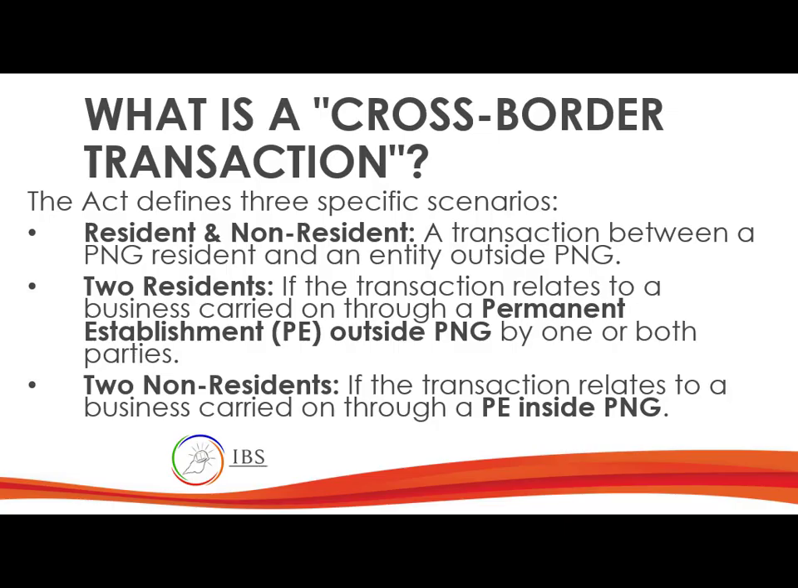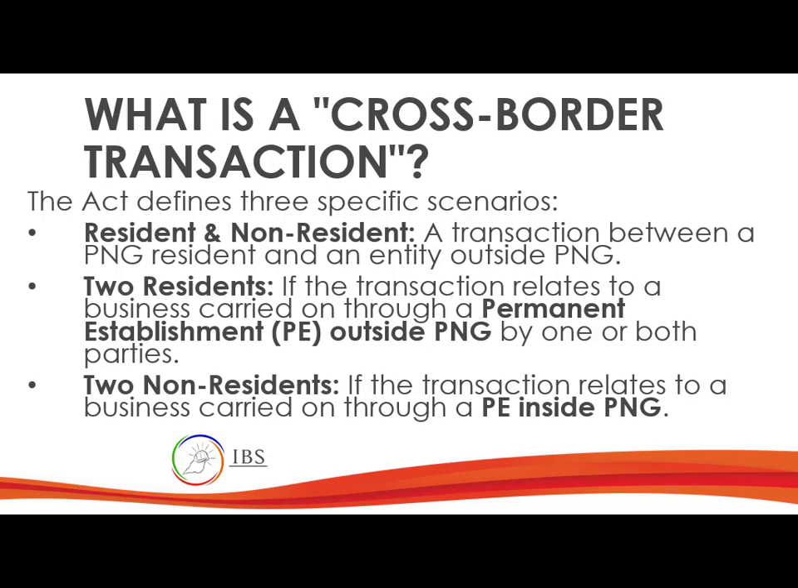So what does it mean by cross-border? Resident and non-resident: a transaction between a PNG resident and an entity outside PNG. So simple, straightforward. Two residents. If the transaction relates to a business carried on through a permanent establishment. Hopefully you're clear with this term. Did I mention this in a previous discussion? Other company, permanent establishment. The 90 days rule. Even if it is outside PNG by one or both parties.